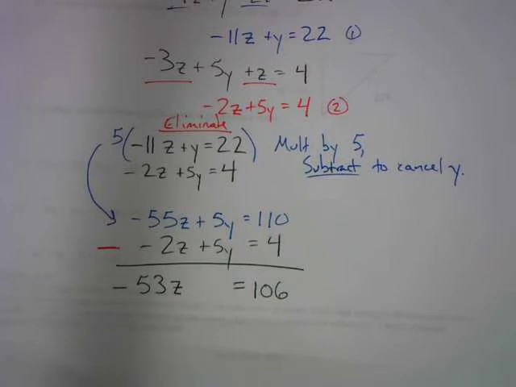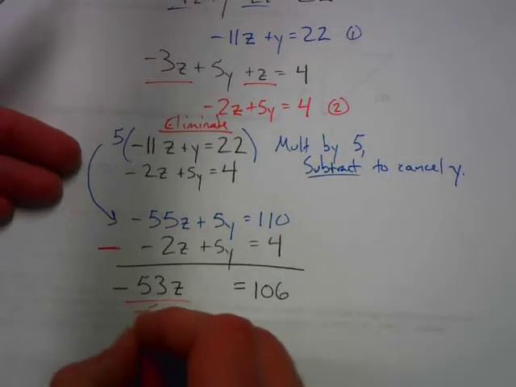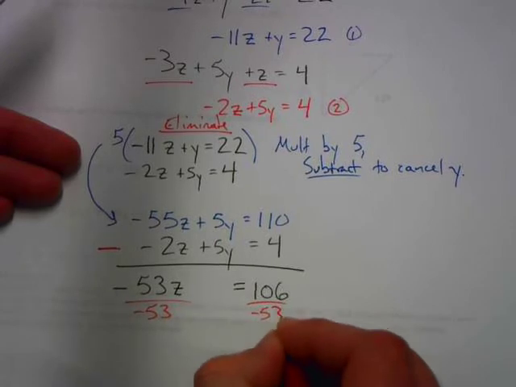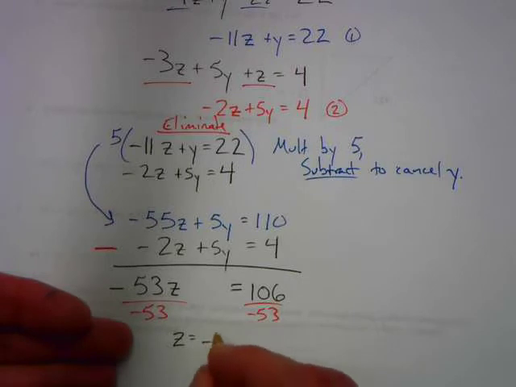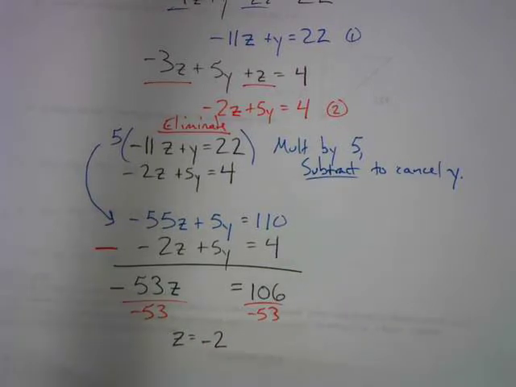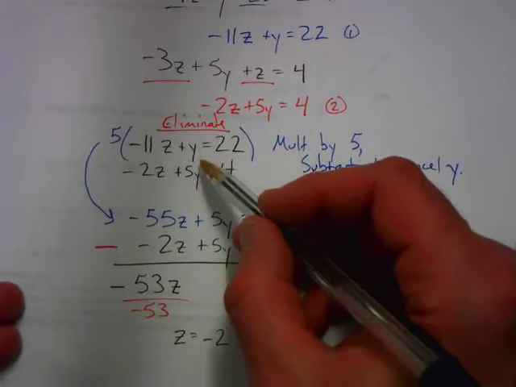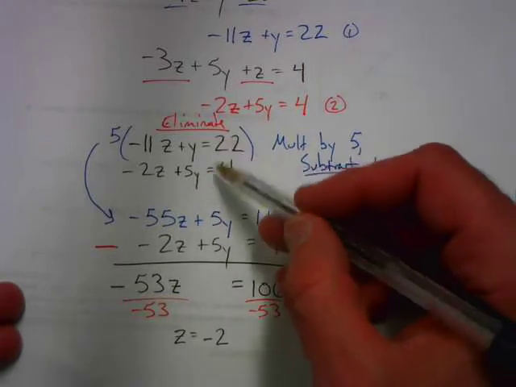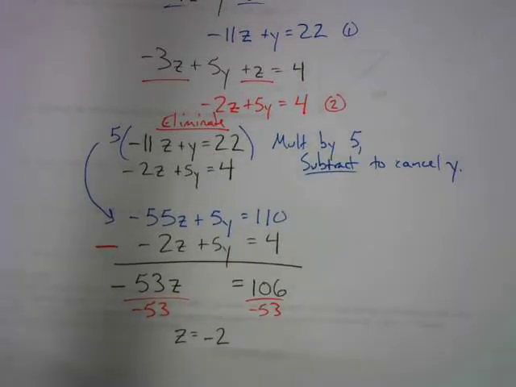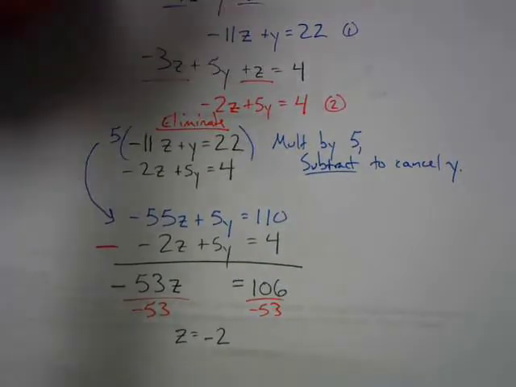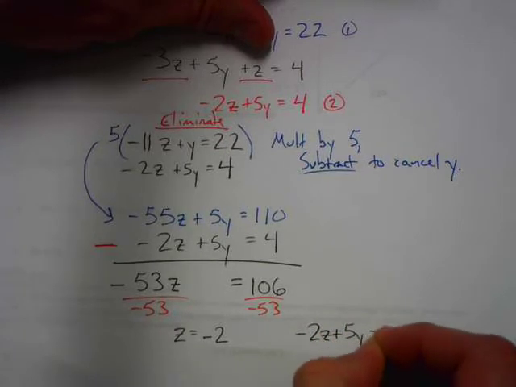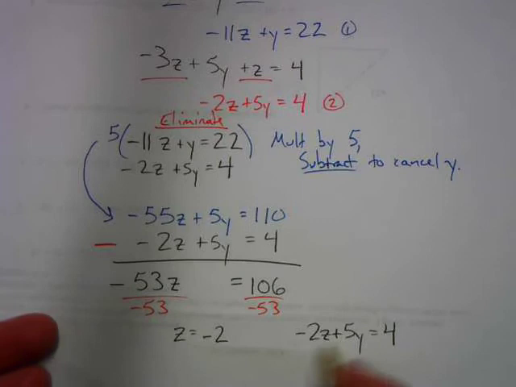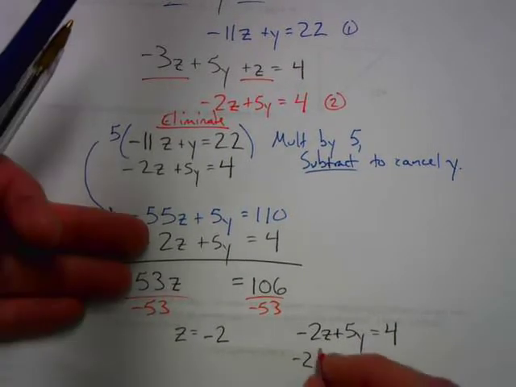And now to solve for z, we're home free. Divide both sides by negative 53. Don't be scared, because this is working out pretty well. z is going to be equal to negative 2. Once we know what z is, we can plug it back into one of these to find out what y is. I'll use the second equation. Why not? I'm going to use negative 2z plus 5y is equal to 4, but I'm going to substitute what I just found for z, being negative 2.